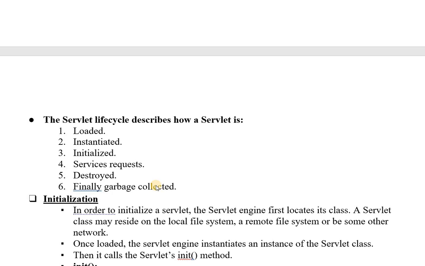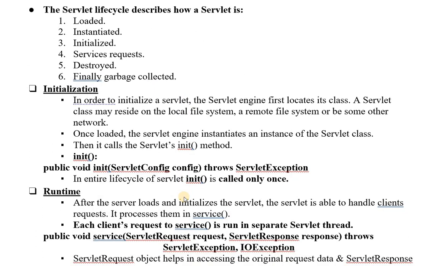Once it has handled all the requests, you can use the destroy method to signal that the servlet is ready for garbage collection. Once the destroy method has been called, then finally the servlet can be garbage collected. So it is loaded into memory, the instance is created, then it is initialized, that is the init method is called, then it will service multiple requests, so multiple times the service method will be called. Then when you no longer need the servlet, you call the destroy method, and only when the destroy method has been called, it can go for garbage collection. So let us look at the steps.